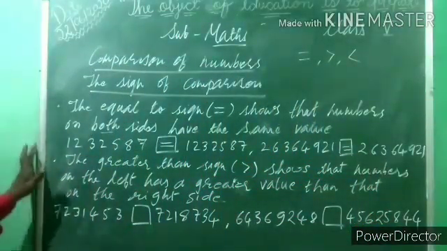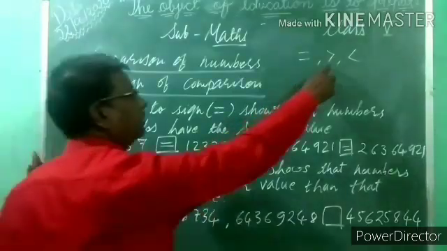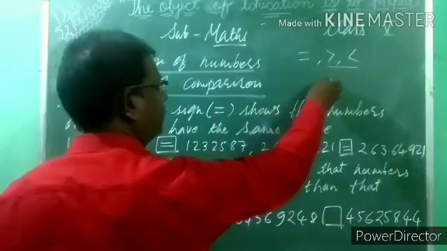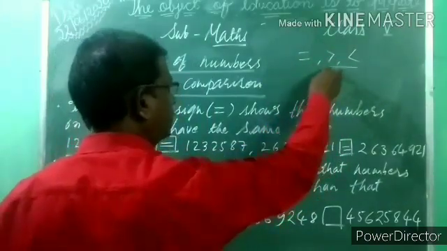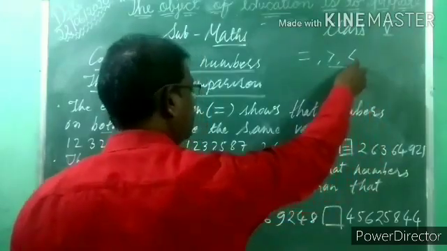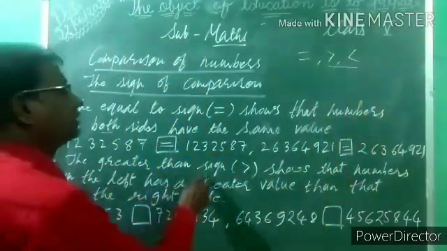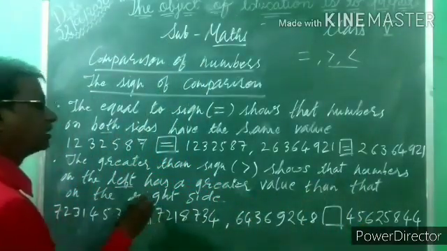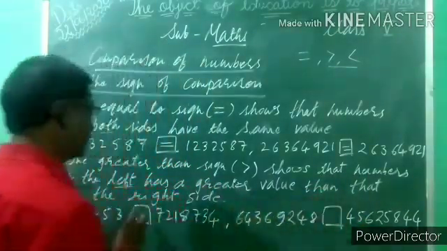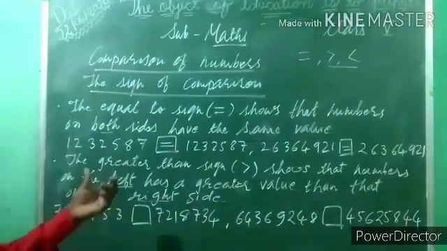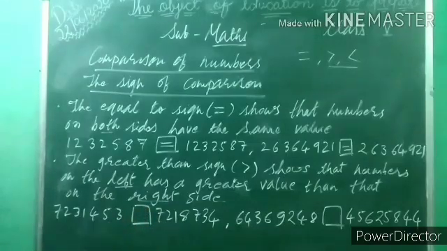Understood? Now the second point, the greater than sign. This sign is called the greater than sign. Keep this in mind and don't get confused. The side where the mouth opens toward the left hand side is the greater than sign, and the one where the mouth opens toward the right hand side is the less than sign. The greater than sign shows that the number on the left hand side has a greater value than the number on the right hand side. If the left hand side number is greater than the number on the right hand side, then we have to put the greater than sign.